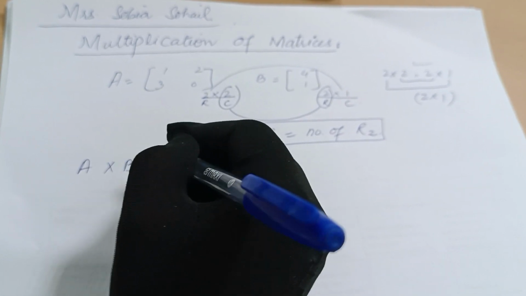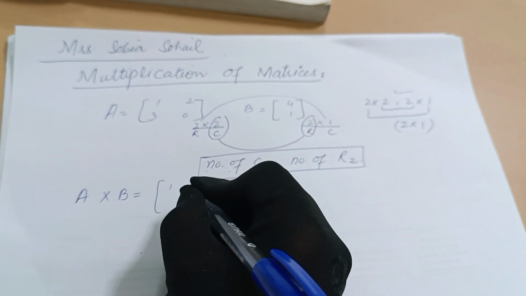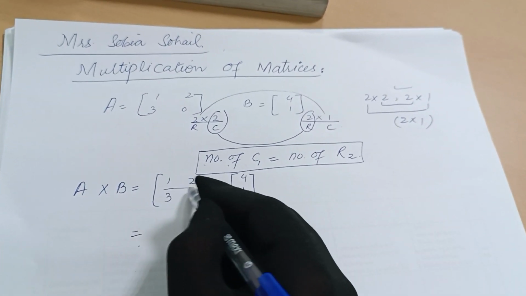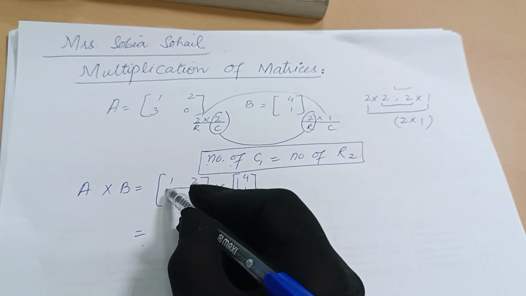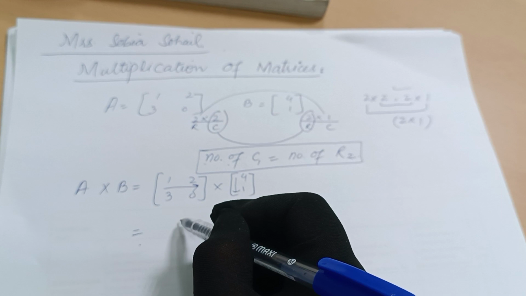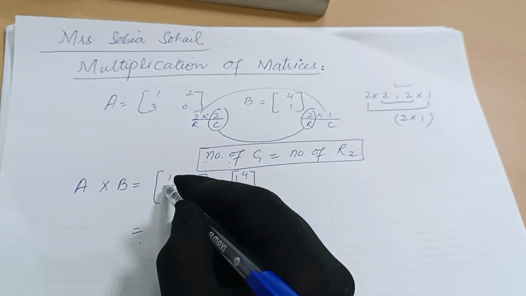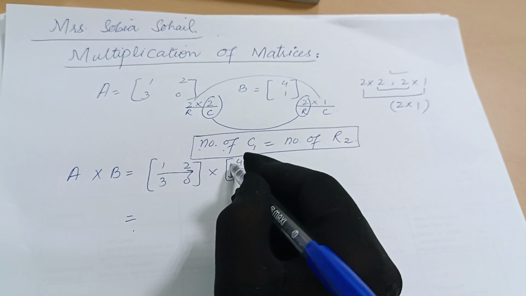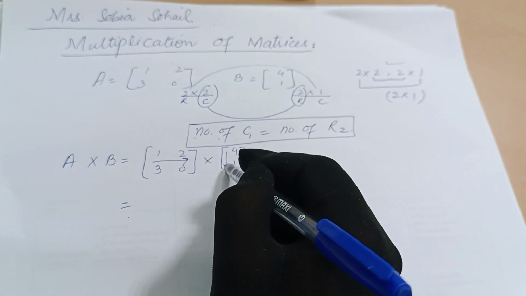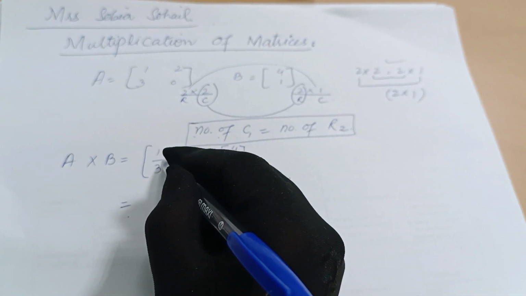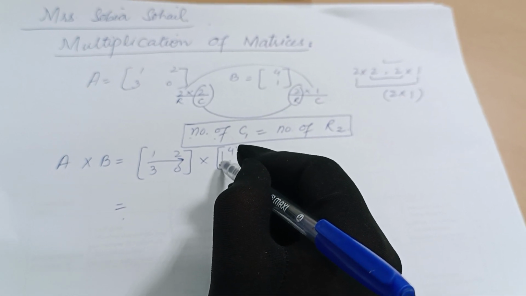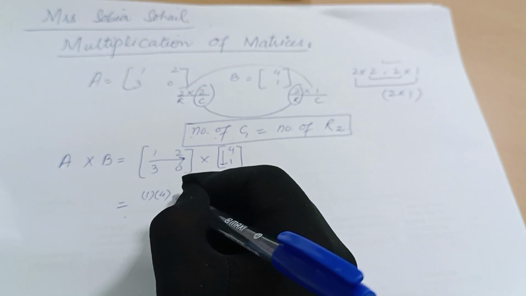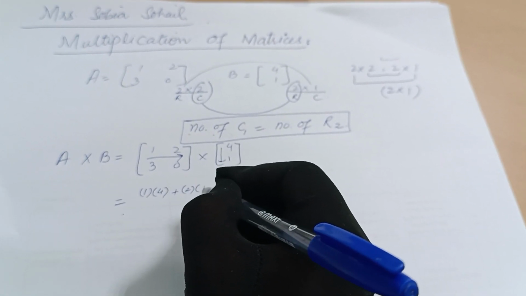A multiplied by B. Write down the matrix A, 1 2 3 0, and multiply by B, that is 4 1. Multiply row with the column: the first row with the first column will make the first row, first column element. I always teach that consider this is the tail, this is the head. So tail multiply by tail plus head multiply by head, and if there are any numbers between, they are multiplied correspondingly. So tail multiply tail, 1 multiply by 4, plus head to head, 2 multiply by 1.